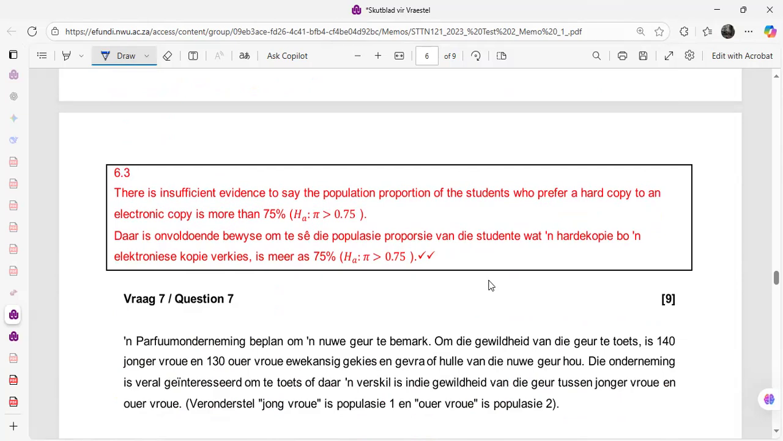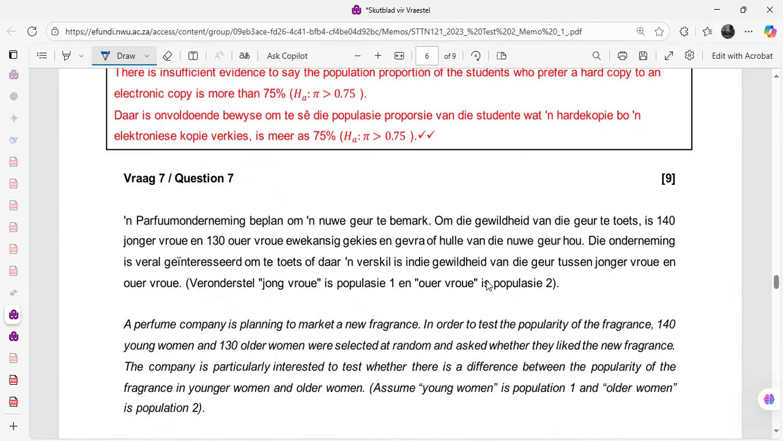And then question 9. This one is 9 marks. Let's check the question. Guys, make sure that anytime you're given a question, you read the question and also you understand the question. You write down, okay, this one I'm given the population, this one I'm given this. I think it's two populations, this one. But let's check. A perfume company is planning to market a new fragrance in order to test the popularity of the fragrance.